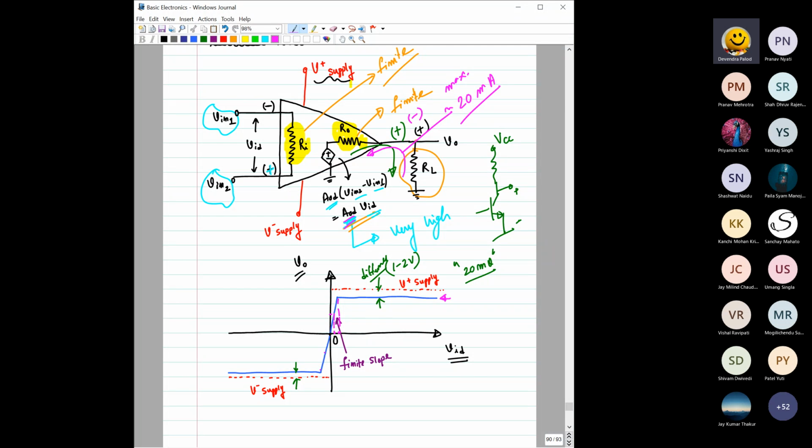Sir, here VO is the AC signal, right? So why are we considering the upper bound as V plus supply? VO, no, it can be AC, it can be DC. You can apply here a DC voltage as well.